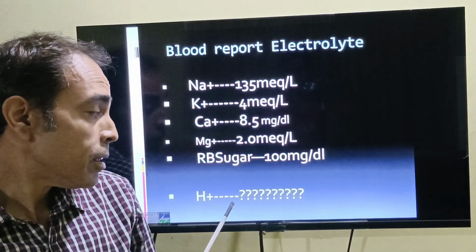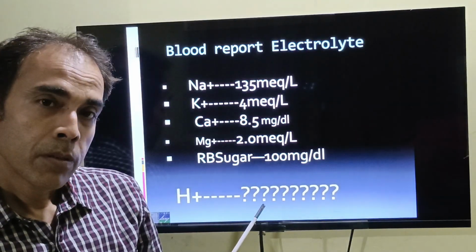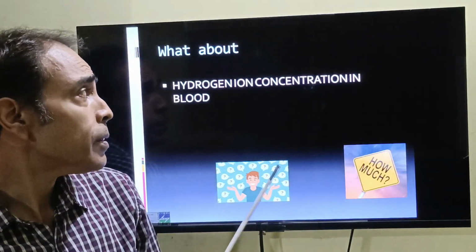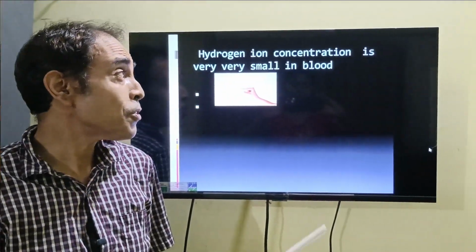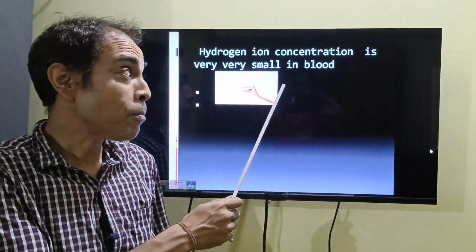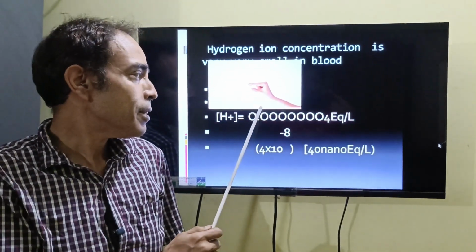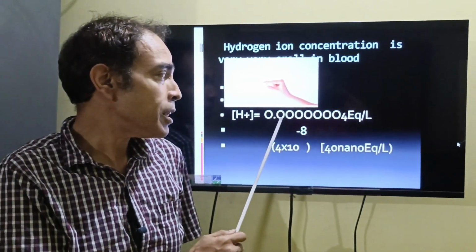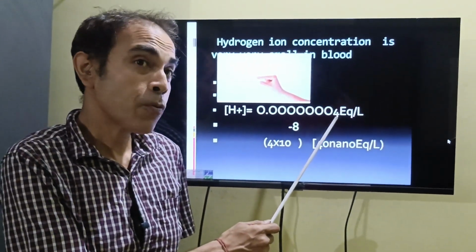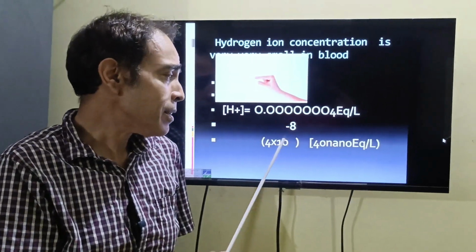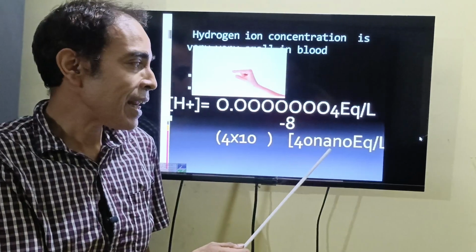But what about the hydrogen ion concentration? Hydrogen ion concentration, we don't know. So for this reason, to know about it: the hydrogen ion concentration is very, very small in blood. You will be surprised to see that it is around 0.00000004 equivalent per liter. That is, it comes to about 4 into 10 to the power minus 8, or 40 nanoequivalents per liter.